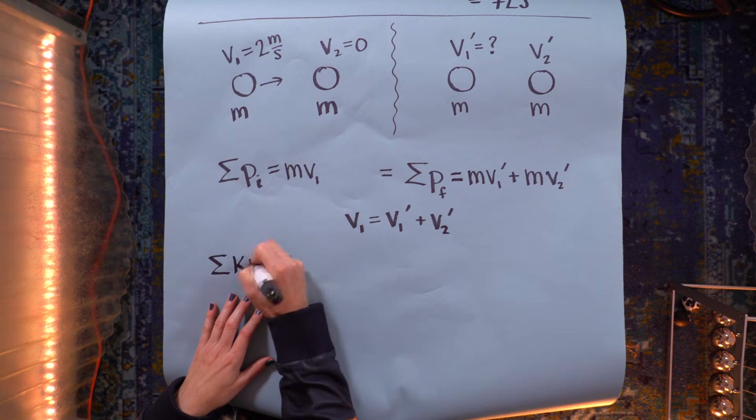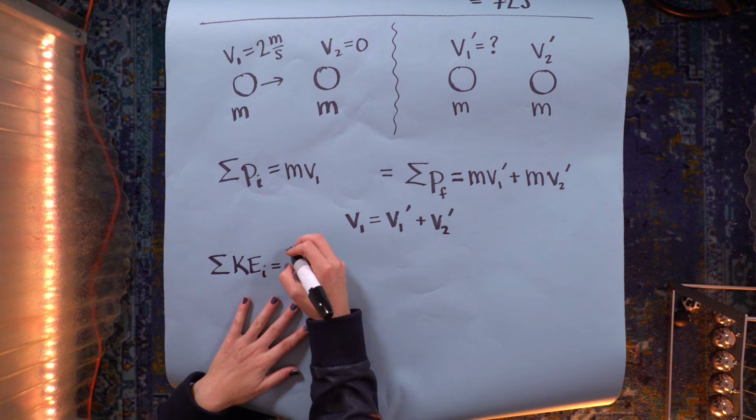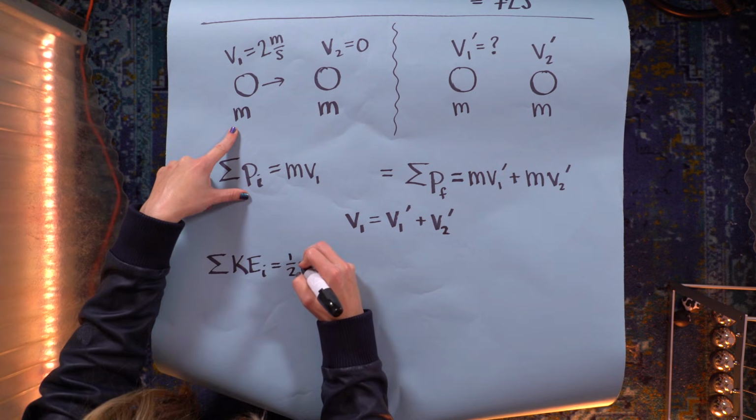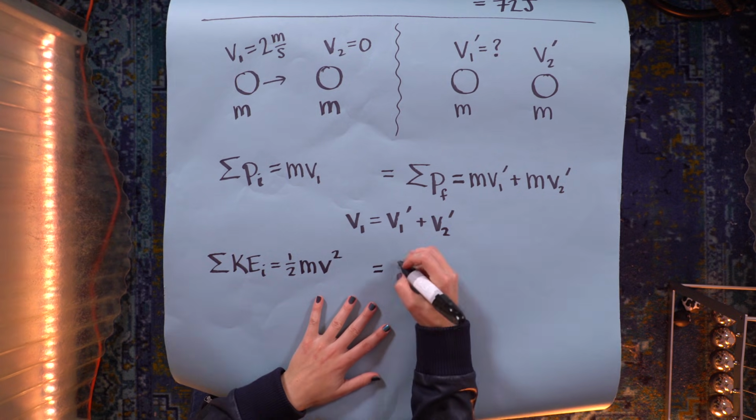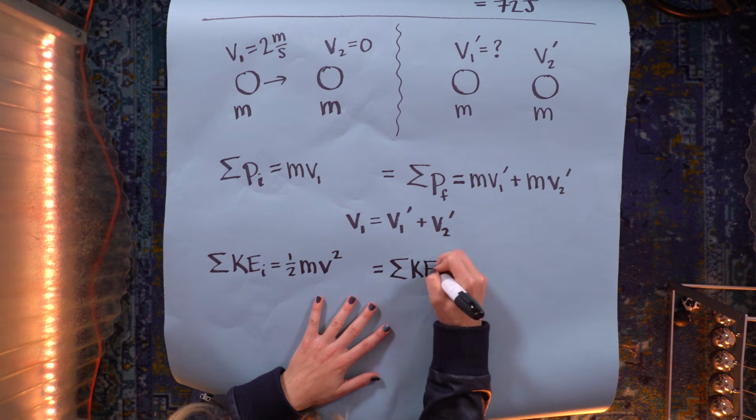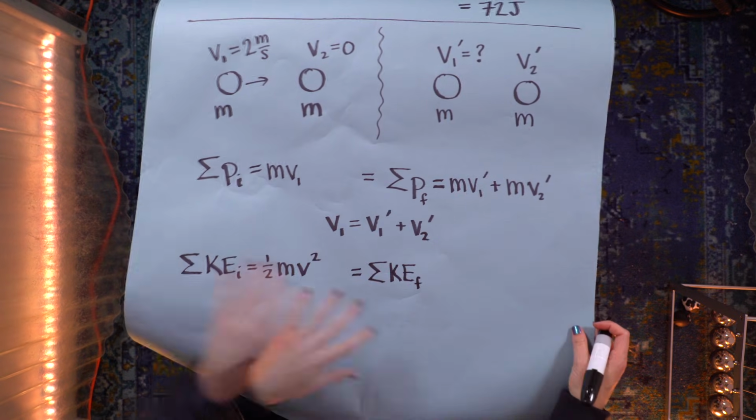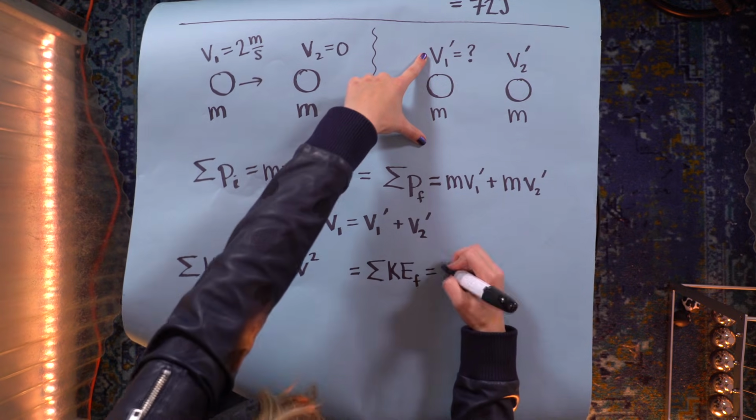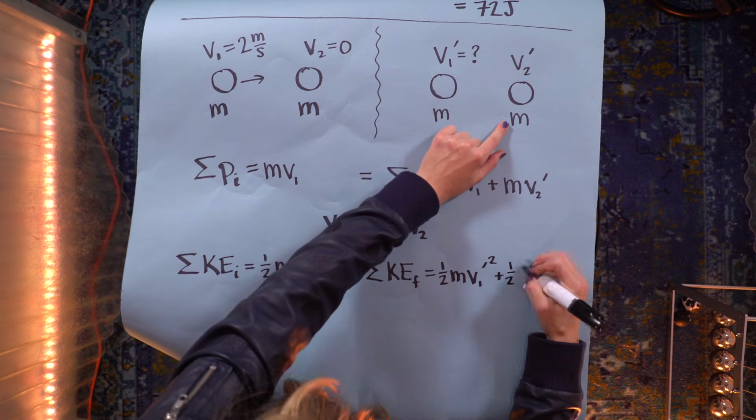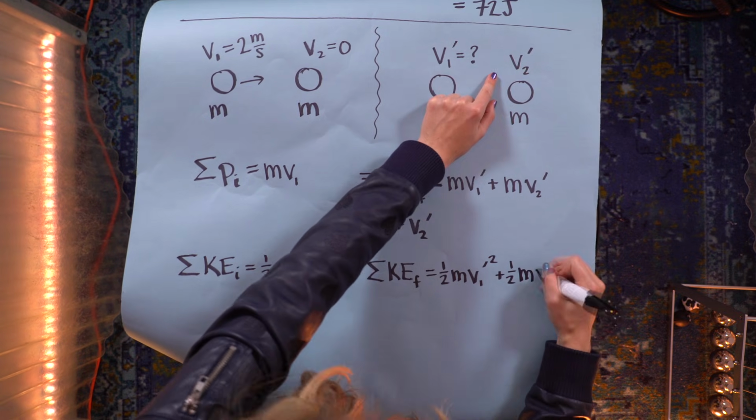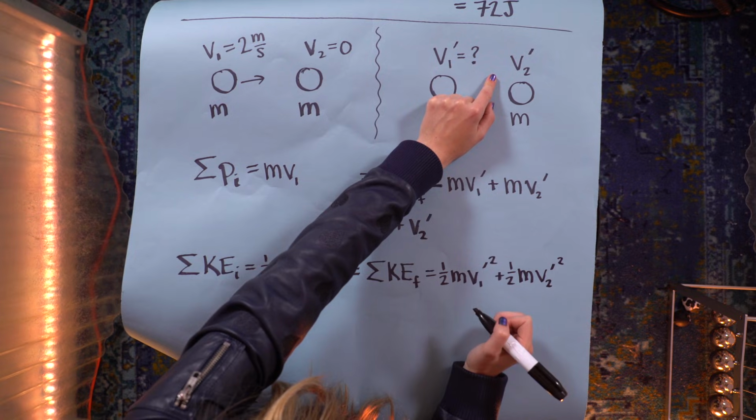So that's initial is 1/2 mv squared of this ball, so it's going to be 1/2, the mass of m1 is m, 1/2 mv1 squared. And conservation of energy, that's going to equal my final energy, which is going to be the sum of the kinetic energy of these two, which is going to be 1/2 mv1 prime squared plus 1/2 m2, which is m, v2 prime squared. So here's our conservation of energy equation.